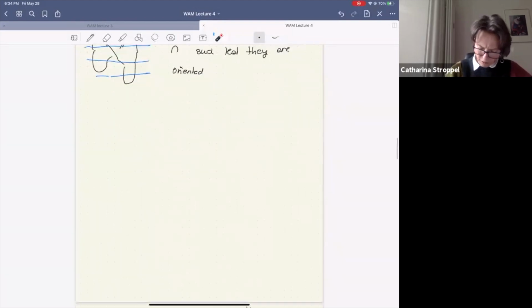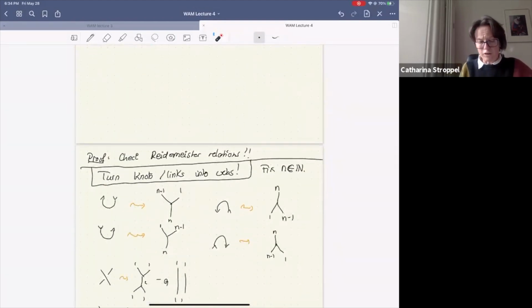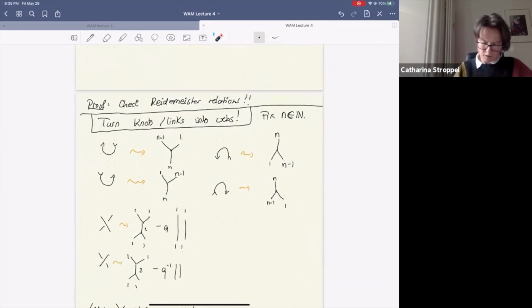And now I want to go down again. So I want now to turn every knot into a web. And I do this by cutting into pieces and assigning to each piece a web. And the rule is very easy. I take my natural number n, which is fixed. And then whenever I see a cup, I assign to it this generating web, which we had yesterday.